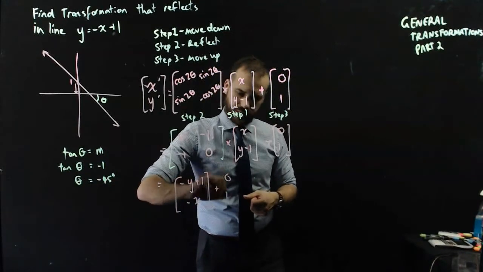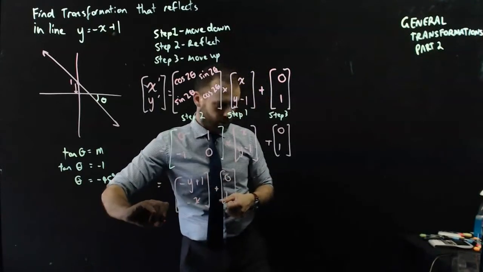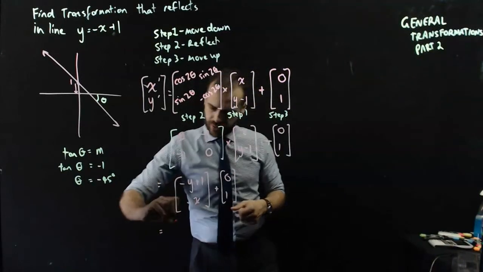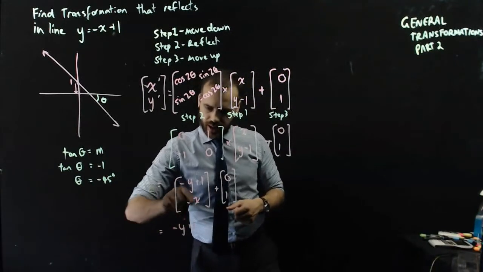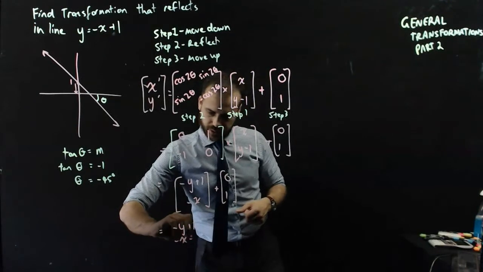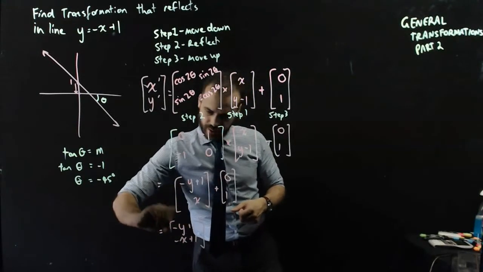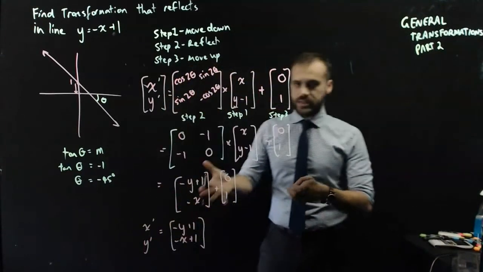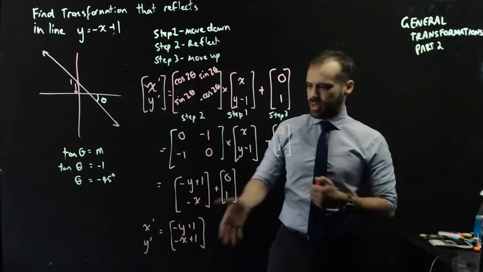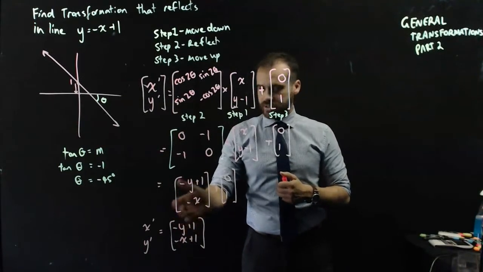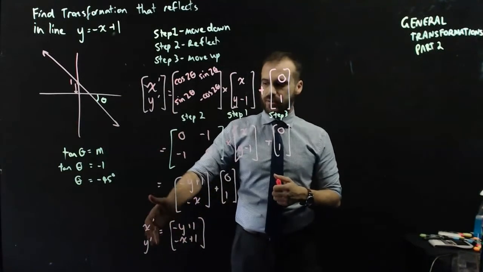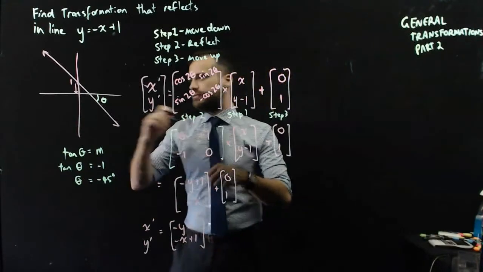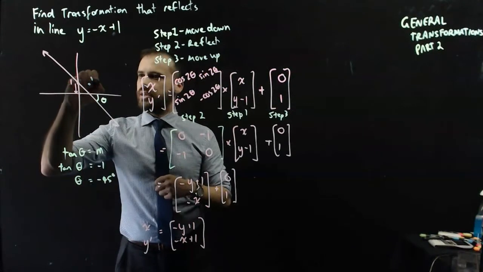And we're going to add 0 and 1 to that. Which means negative y plus 1 plus 0 is just negative y plus 1. And negative x plus 1 is negative x plus 1. And that is our transformation matrix. We can sub any point x and y in there, and we'll get our image x dash, y dash. I can probably verify that for you by just choosing this point here, 1, 1.